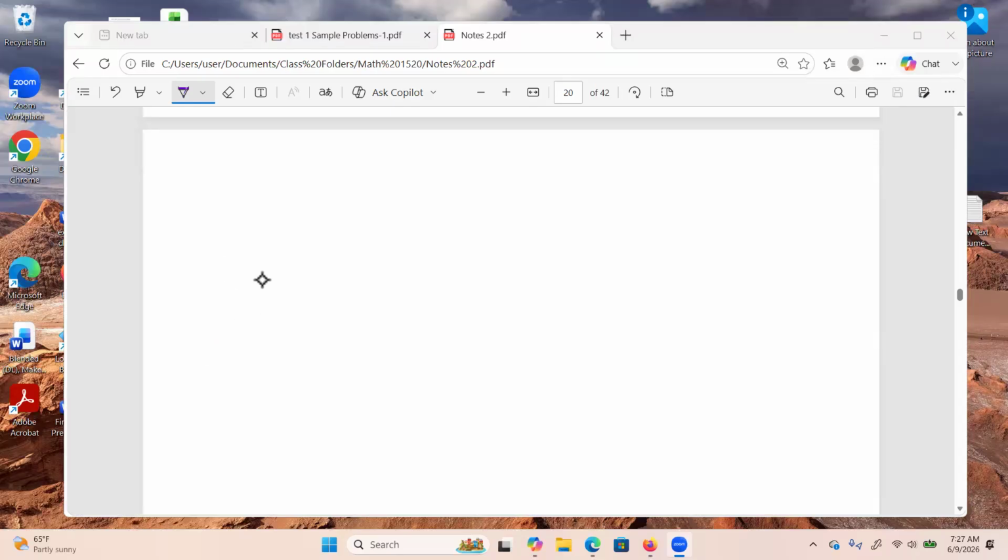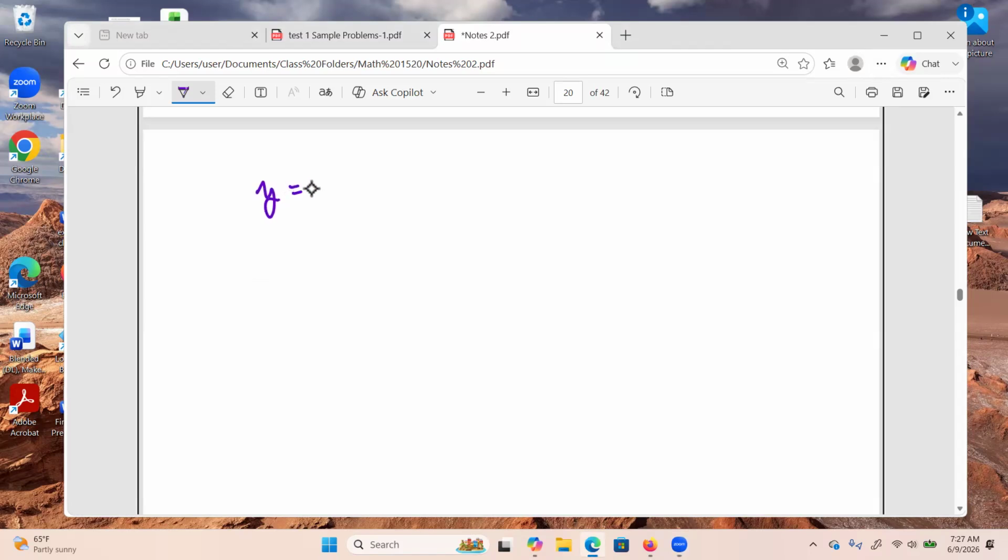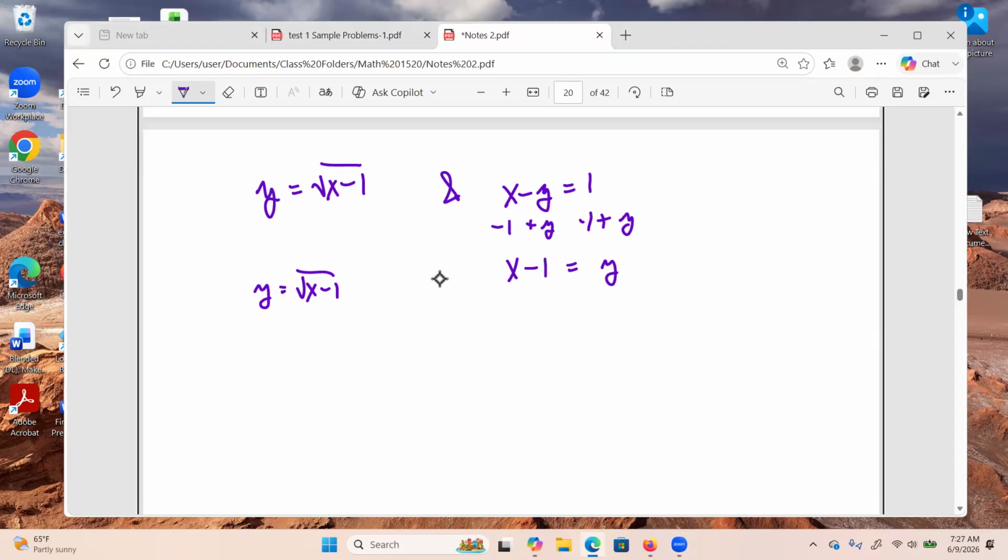We are going to be trying to figure out the area between y is equal to x minus the square root of x minus 1 and x minus y equals 1. Okay, this is clearly a line, but I wrote it in the most inconvenient way possible. So let's go ahead and add y to both sides, subtract 1 from both sides, and we'll say this is x minus 1 is equal to y. So we need the area between the square root of x minus 1 and x minus 1.